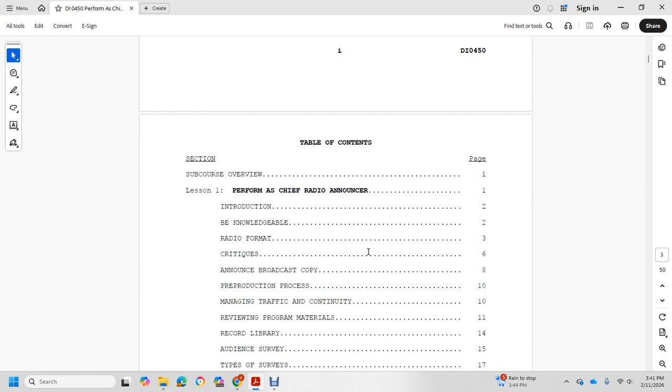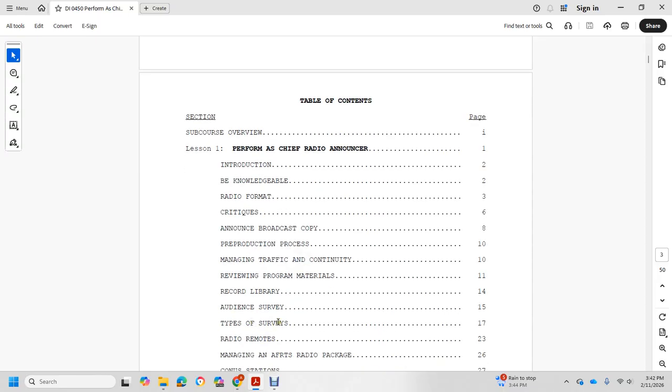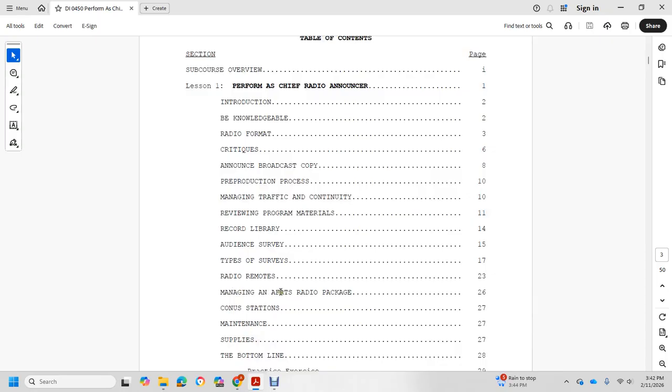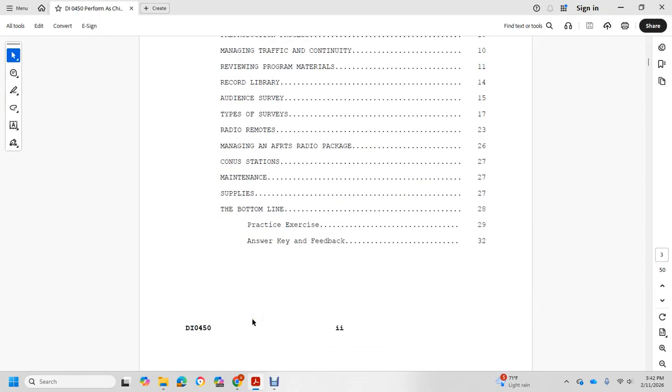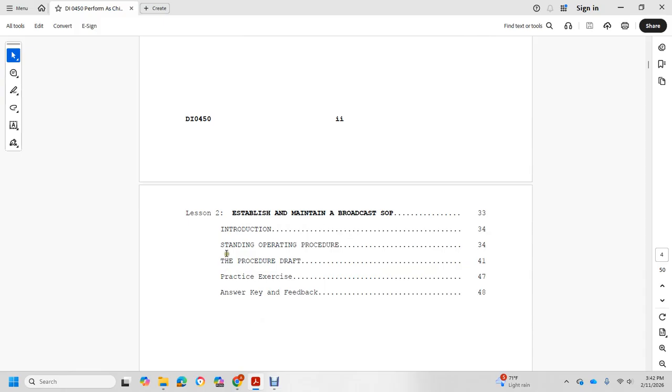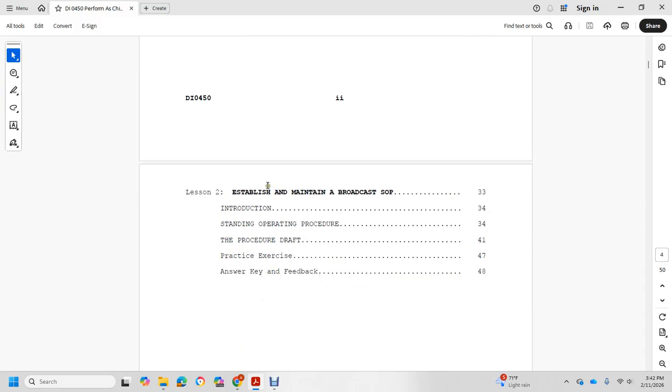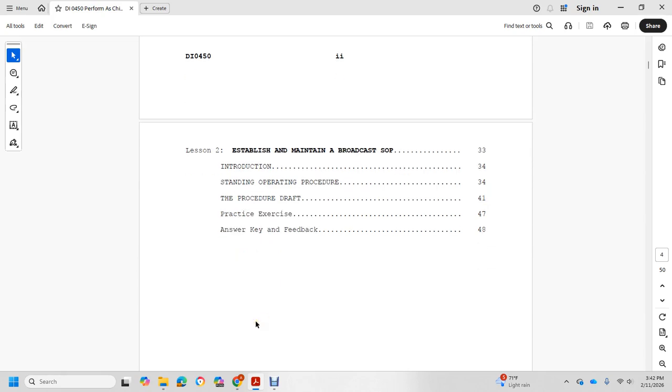Lesson 1, Performing as a Chief Radio Announcer: Introduction, Be Knowledgeable, Radio Format Critiques, Announcing Broadcast Copy, Pre-Production Process, Managing Traffic, Continuity, Review Program Materials, Record Library, Audience Survey, Types of Surveys, Radio Remotes, Managing the AFRTS Radio Package, Stations, Maintenance, Supplies, The Bottom Line. Lesson 2, Introduction, Standing Operating Procedure Draft. Lesson 2 is Establishing and Maintaining Broadcasting Standard Operating Procedures.